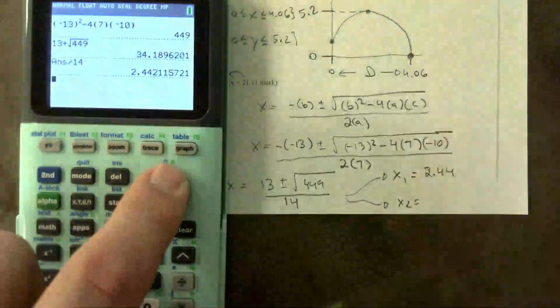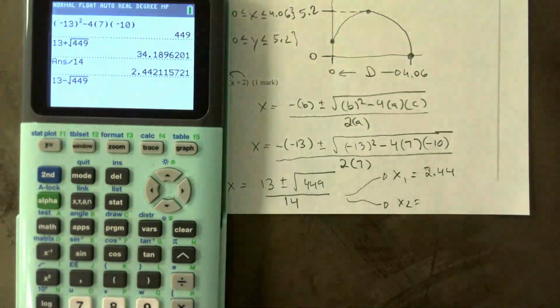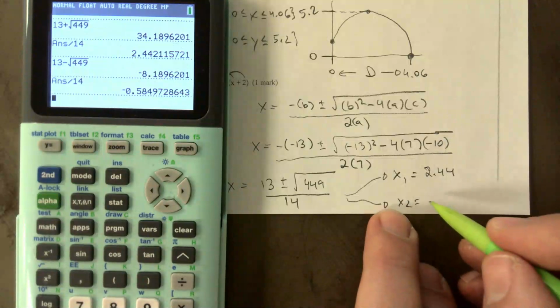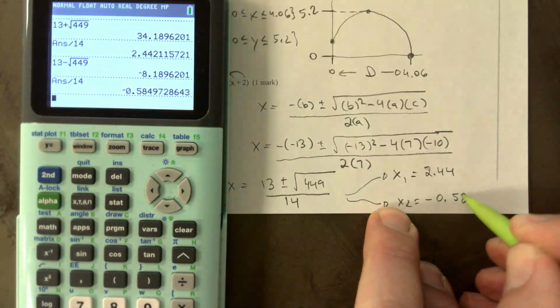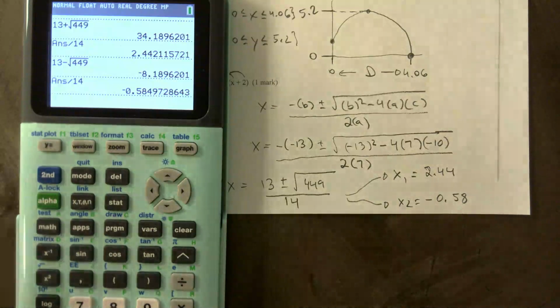But hey, I would always check on Mr. Dirksen because he's been known to mess up. You divide, you get negative 0.58. So that's how you use your quadratic formula to find the roots, the x-intercepts.